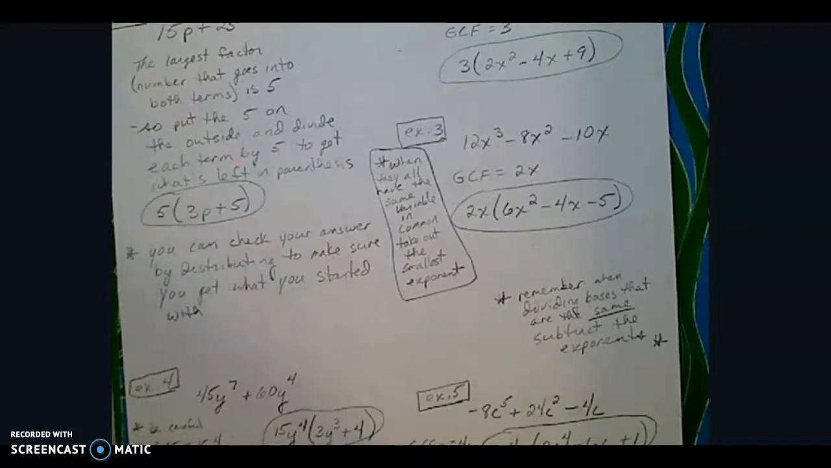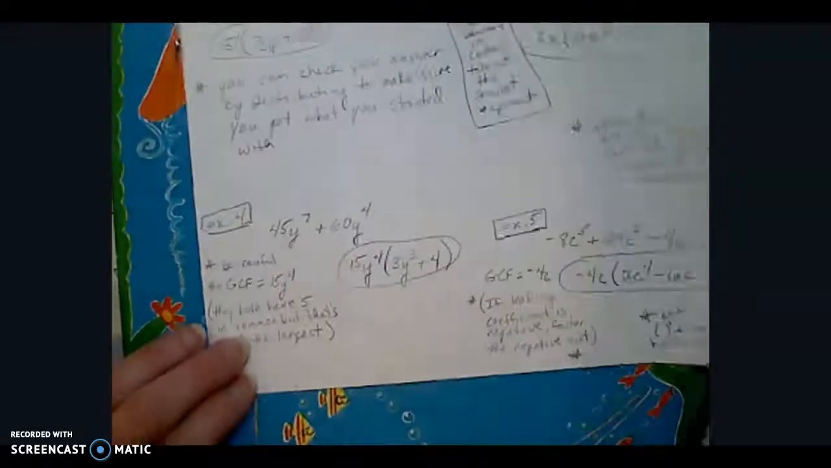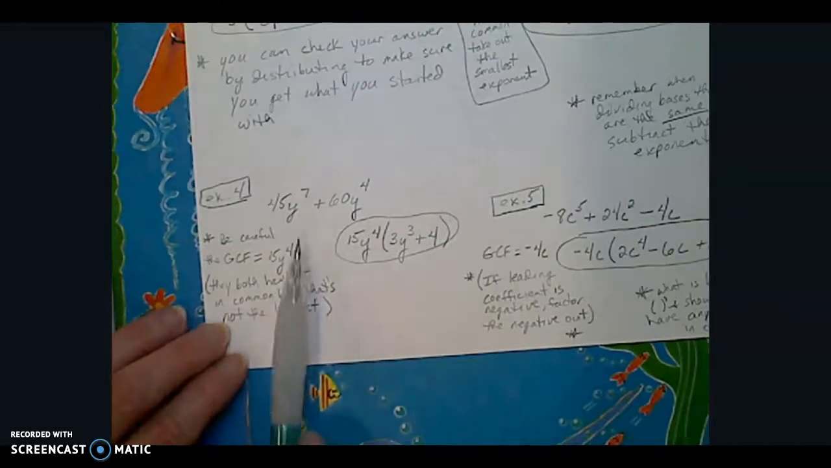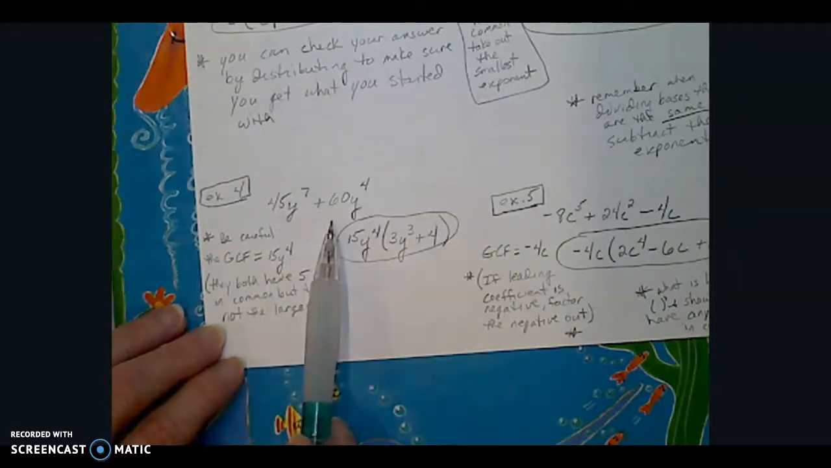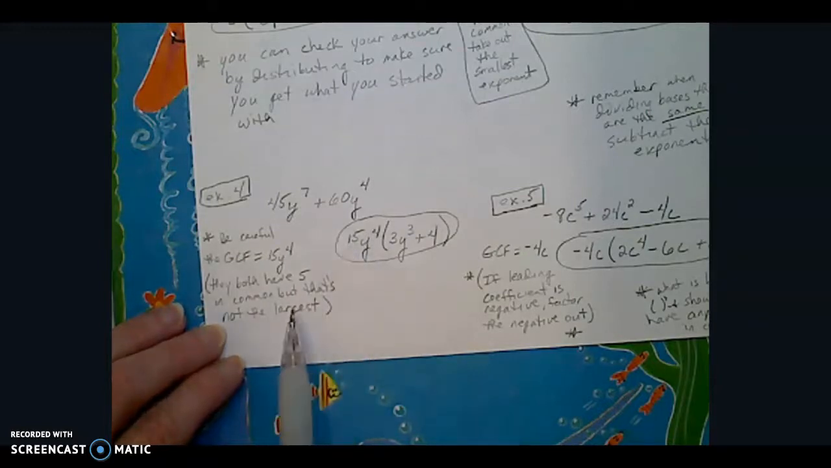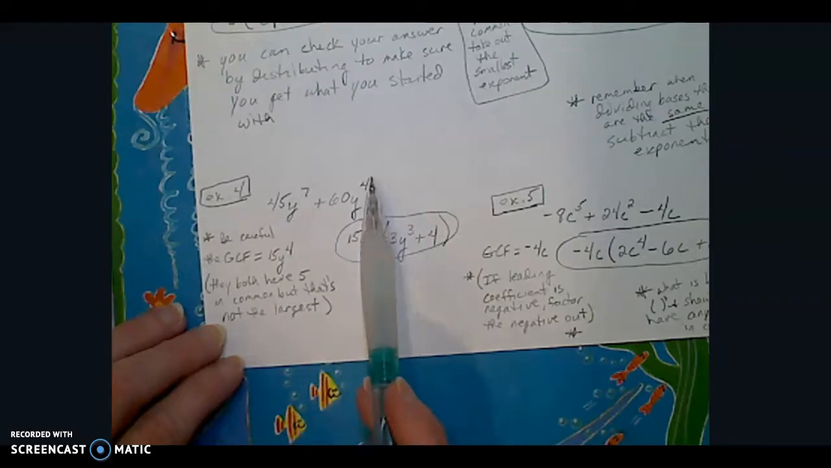Okay? All right, so then on the bottom here, some other examples, 45 and 60. Be really careful here, because you might think, hey, they both have 5 in common. And 5 is a common factor, it's just not the greatest common factor. So you want to make sure greatest means the largest. So 15 is the largest factor they have in common. They both have a y. The smallest exponent is 4, so that's why I took out y to the 4th.